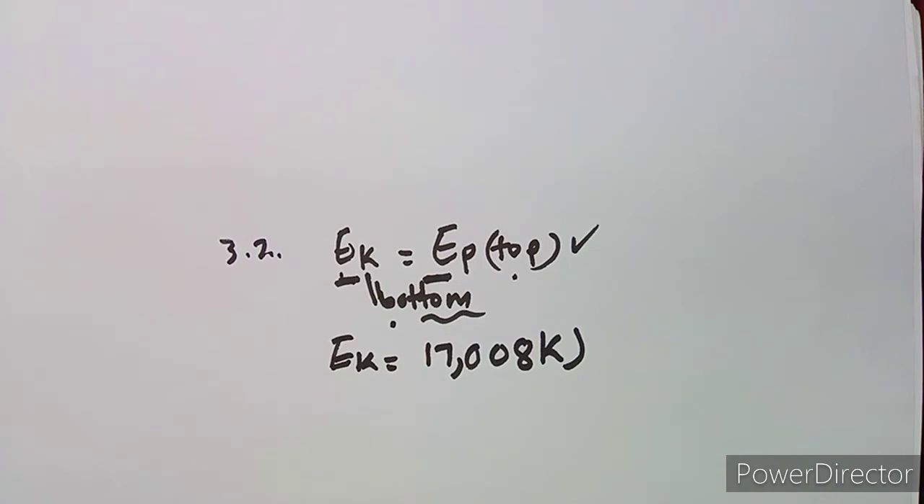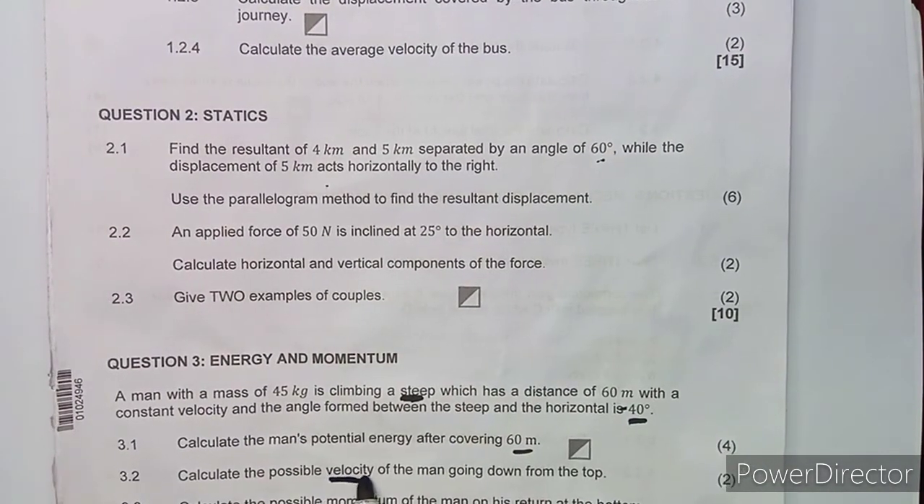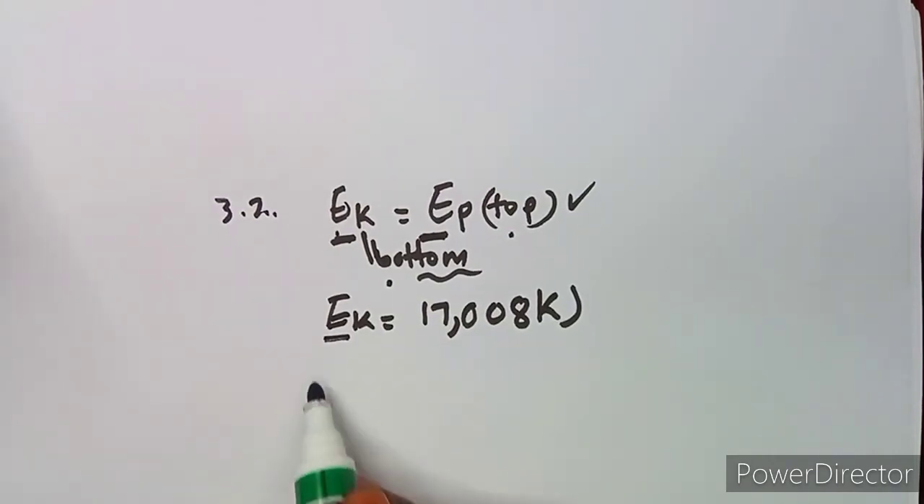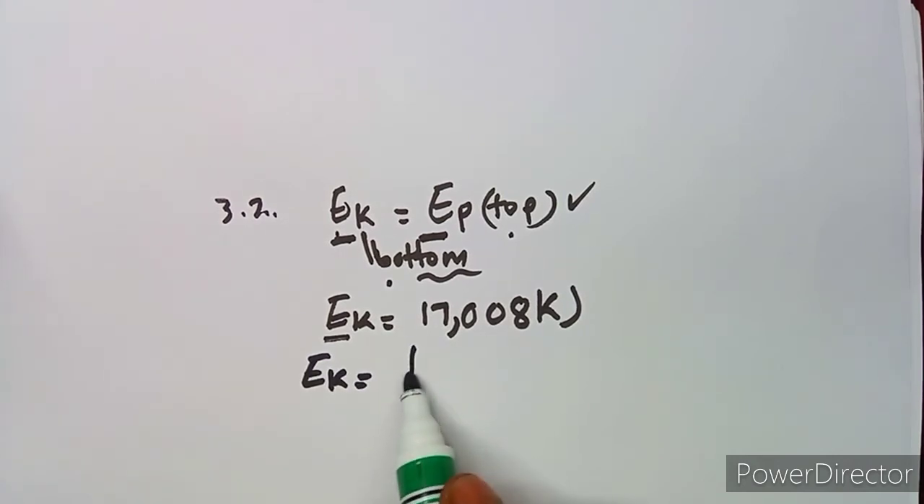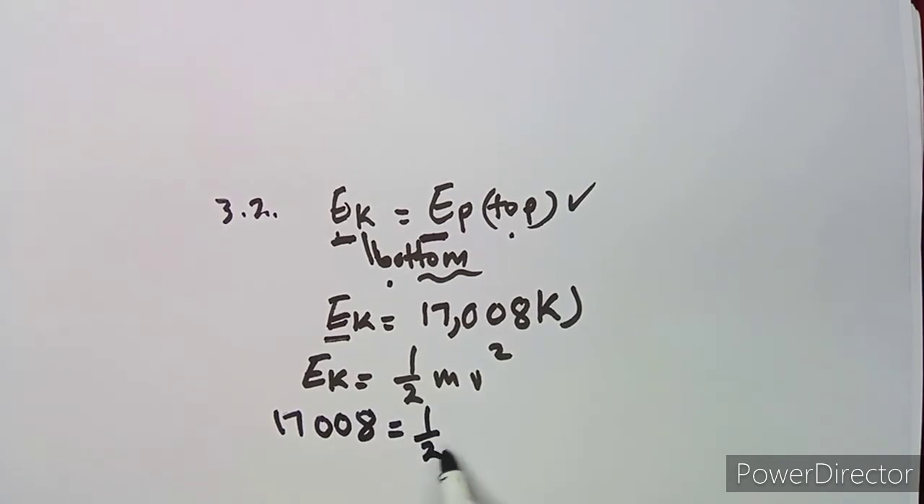So with this kinetic energy, it is going to be easier for us to calculate the velocity. Why am I focusing on kinetic energy? Because in kinetic energy there is velocity, since kinetic energy is equivalent to half mv squared. Remember the formula for kinetic energy. So we can substitute the kinetic energy, removing the kilo: 17,008 is equivalent to half mv squared.